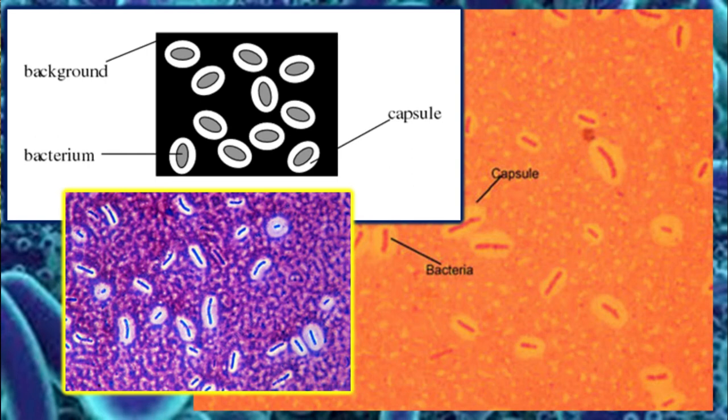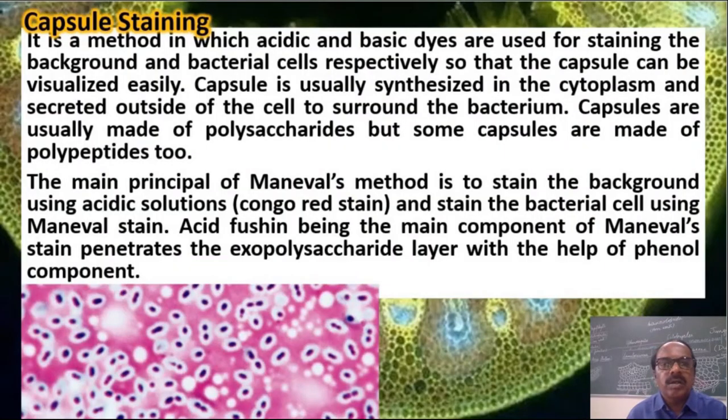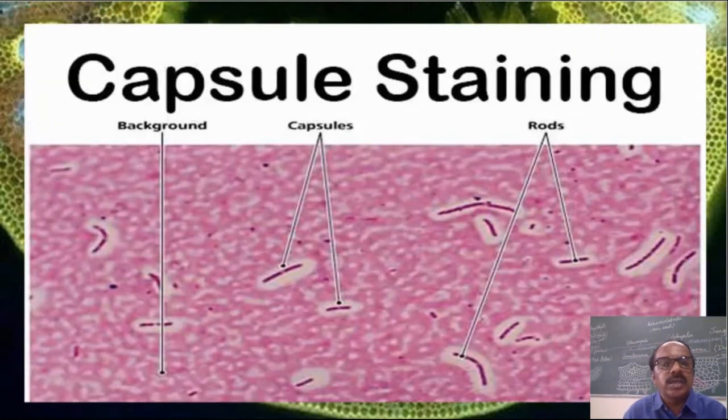The main principle of Maneval's method of capsule staining is to stain the background using acidic solutions. For example, Congo red stain is used here, and the bacterial cell is stained using the Maneval stain. Acid fuchsin, being the main component of Maneval's stain, penetrates the exopolysaccharide layer with the help of phenol components. So this is the simple method of staining the capsules.